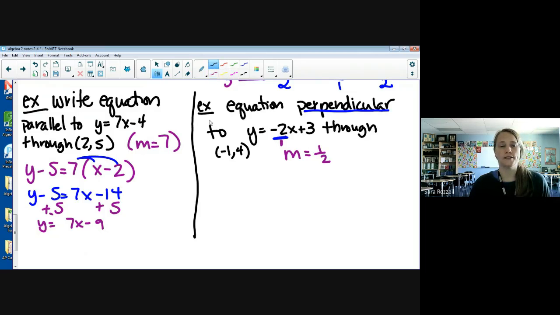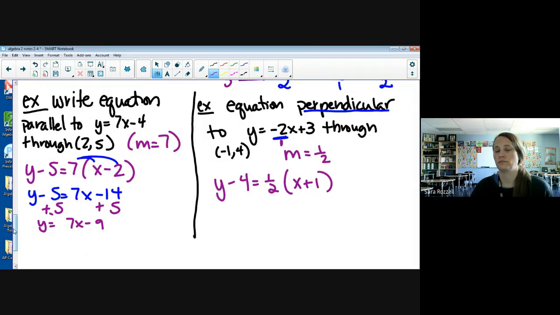So we'll plug it into point slope again. We're not going to continue on from that step though. So y minus 4 equals 1/2 times x plus 1. Okay.